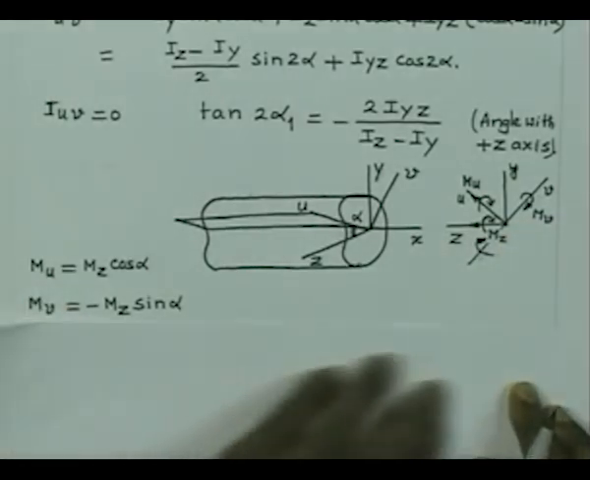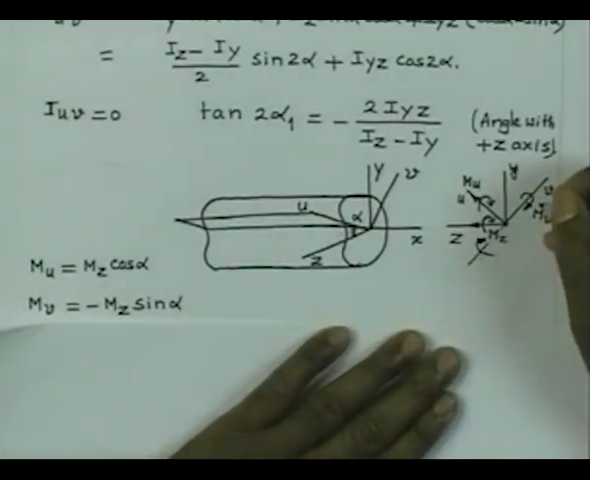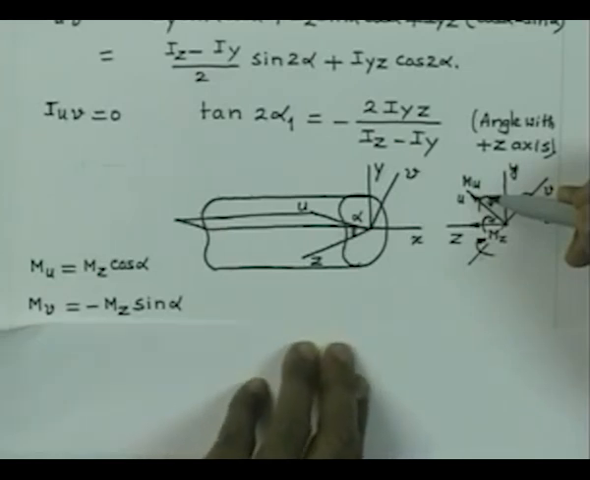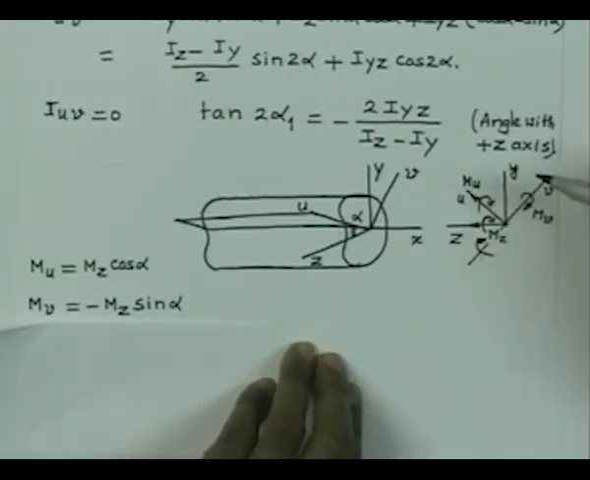Now, if you consider these two moments Mu and Mv, they are acting on the planes of symmetry of the cross section, and therefore, without any difficulty you can apply the flexure formula that you have already derived, that is minus sigma x by y equal to M by I equal to E by R. That formula can be directly adopted to calculate the stresses on the cross section.